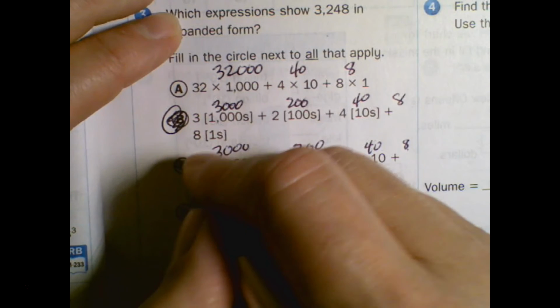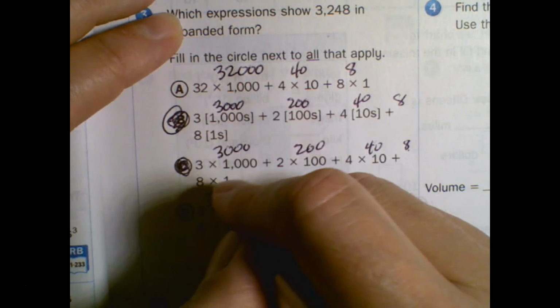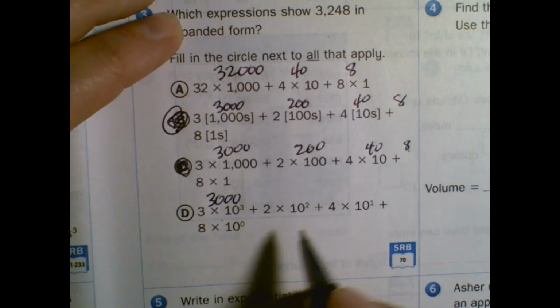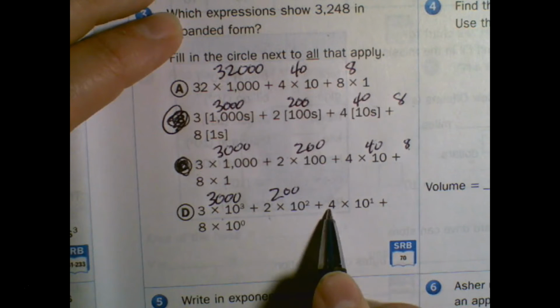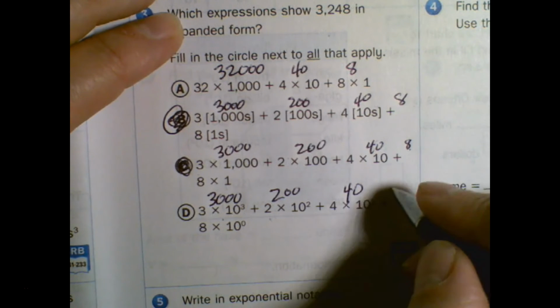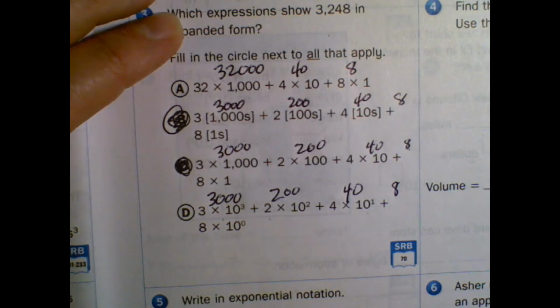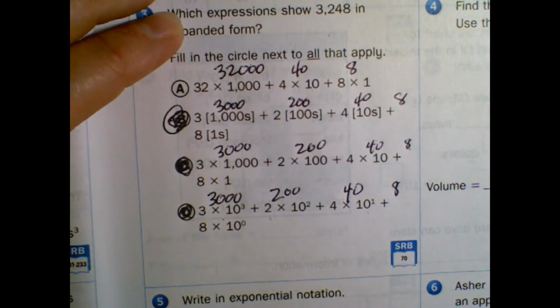That one also works. And 3 times 10 to the third, that's 3 with 3 zeros. 2 times 10 to the second. 4 times 10 to the first. And 8 with no zeros, 3,248. Looks like there are 3 that work for that one.